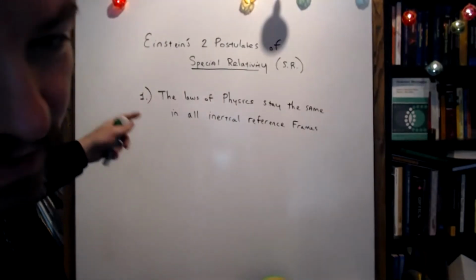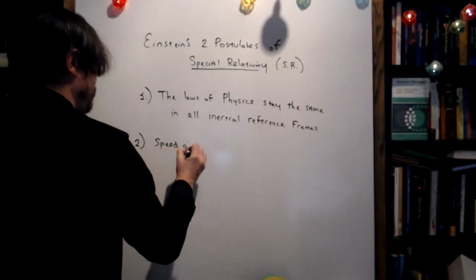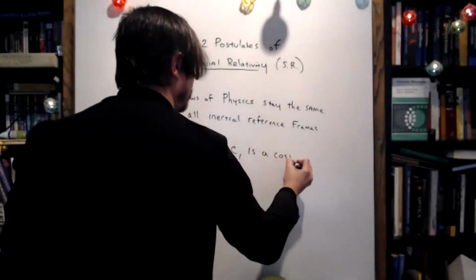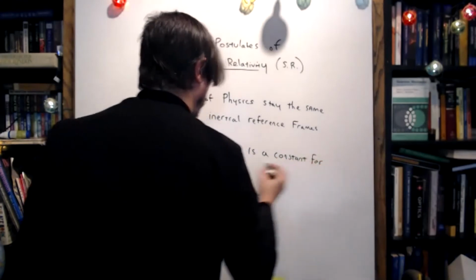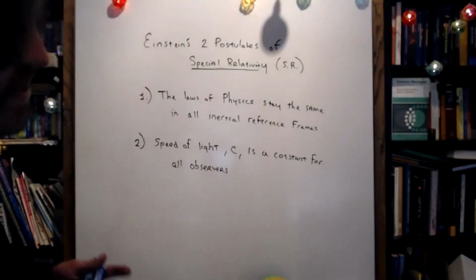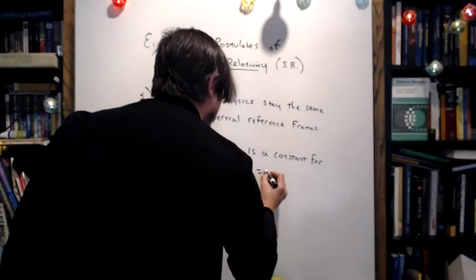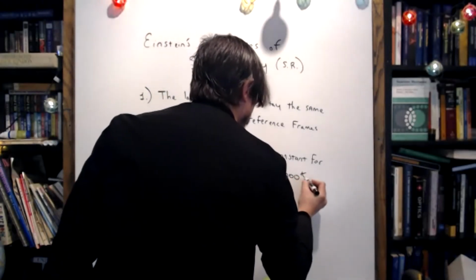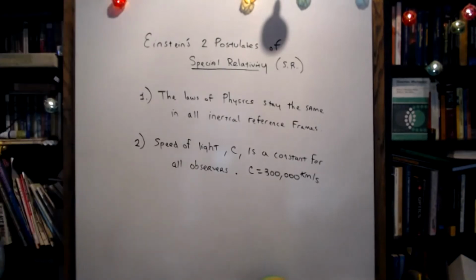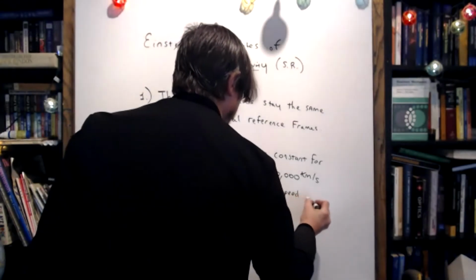It was the second postulate that was the very controversial one. The second postulate states that the speed of light, c, is a constant for all observers. In a way, it's saying that there is no Galilean transformation of velocities. Although it's not obvious at this point, this is going to turn out to imply that the speed of light is actually the maximum speed allowed in nature, although we will have to prove that later. It's the maximum speed in nature.